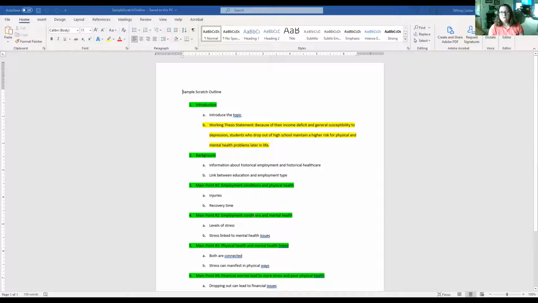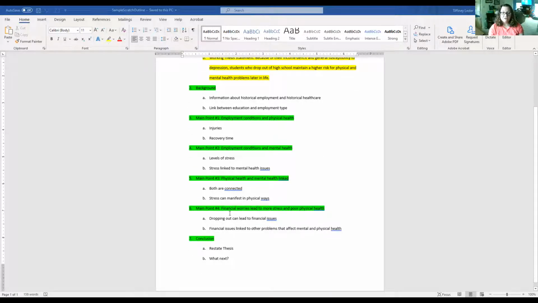Their second main point, employment conditions and mental health. So what are the main ideas they want to make sure they include? Levels of stress and stress linked to mental health issues. All right, so we write those down under that section. And then main point number 3, physical health and mental health linked. What do we want to make sure we touch on in that section? We want to make sure we touch on how both are connected. We also want to make sure we touch on how stress can manifest in physical ways.